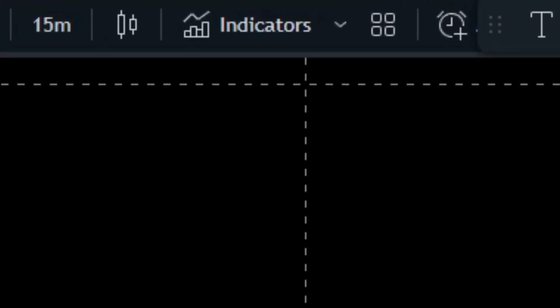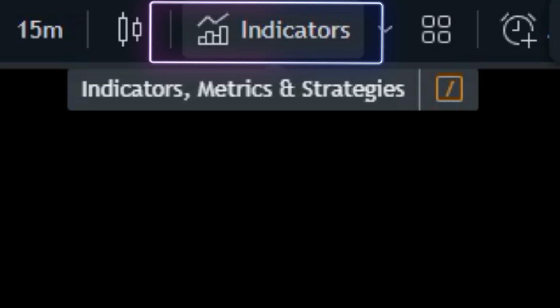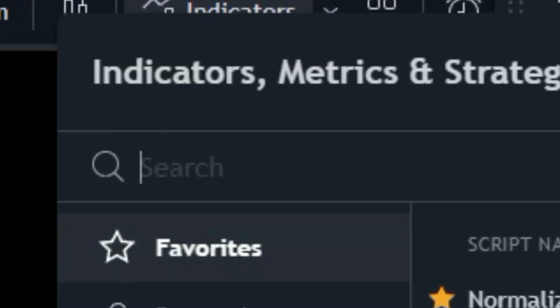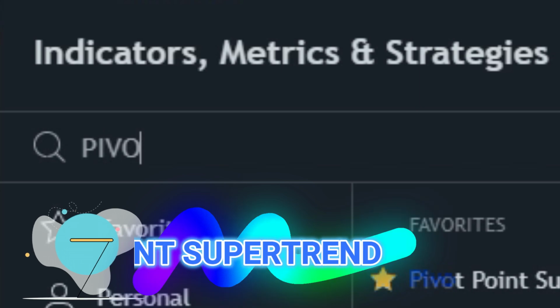Next, find the indicators tab and click on it. We're gonna look for our first handy tool called the Pivot Point Super Trend Indicator.